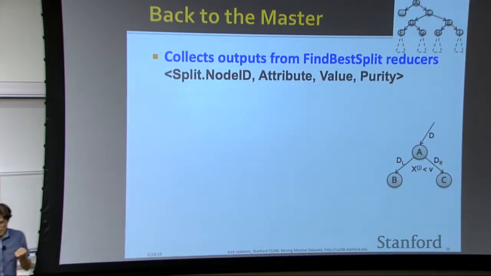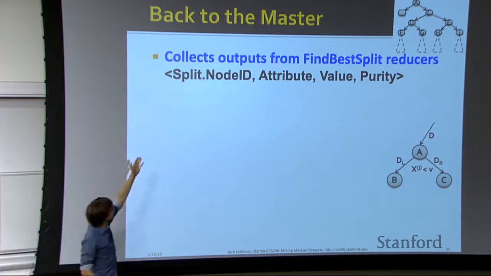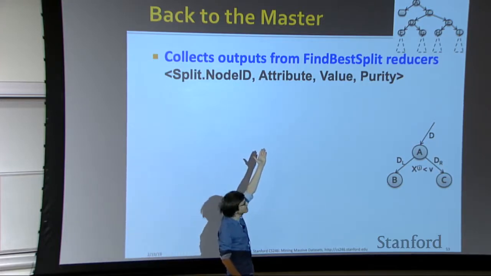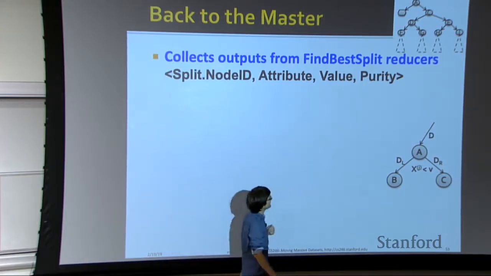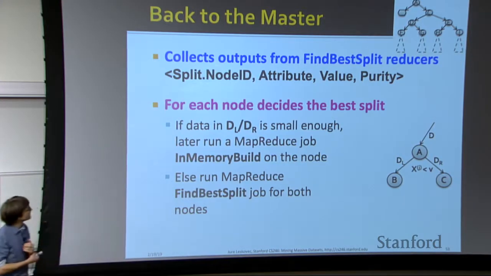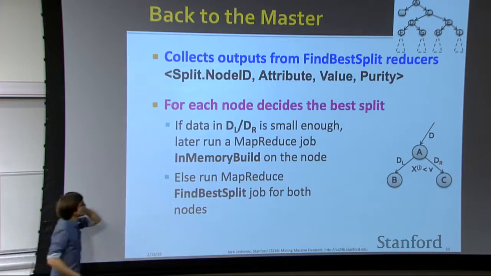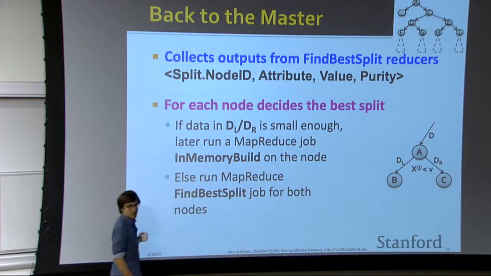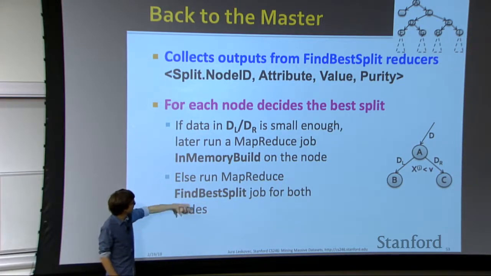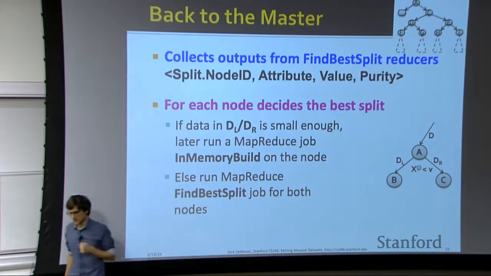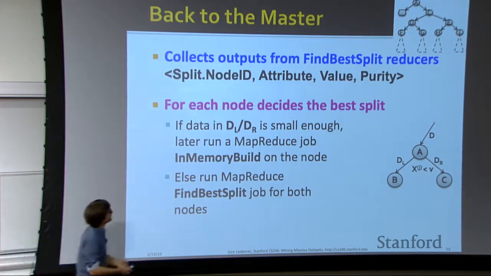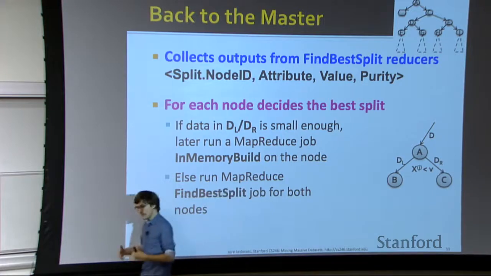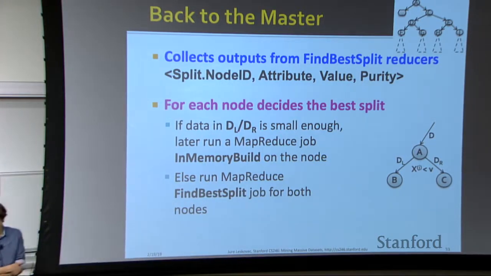Now, what would the master do? The master would collect this data from reducers: the node ID at which we want to split, what attribute we are splitting and what value, and what the purity value is. Based on this, the master can decide what to do. If the data on the left and right is small enough, the master can decide to run the in-memory build algorithm, and otherwise the master would decide to run the find best split algorithm. This way, the decision tree would be built in levels, and this can be done over huge amounts of data.